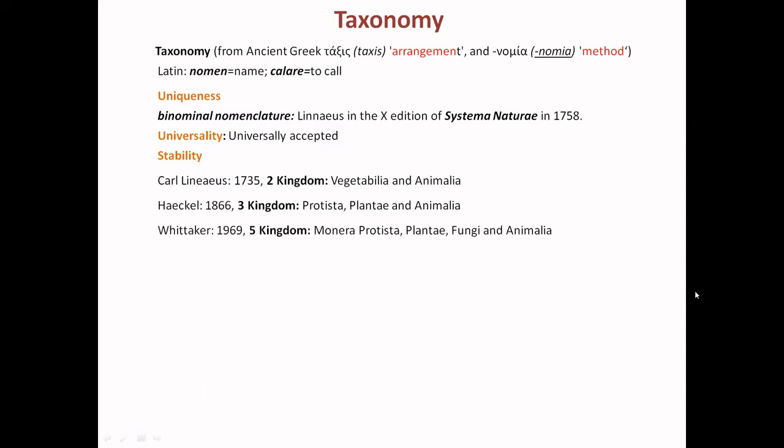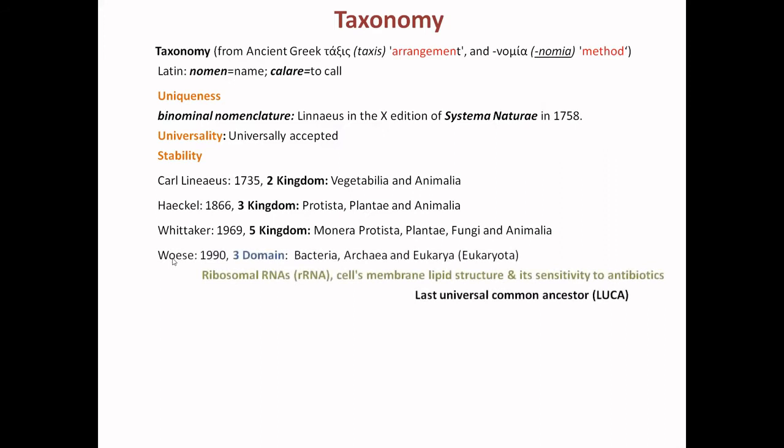Followed by Haeckel, it is Whittaker, which was the most accepted one until recent times. That was proposed in 1969 and is the five kingdom classification, where the Monera, the prokaryotes, are separated from the eukaryotes. Then Protista are the unicellular eukaryotes, then Plantae, Fungi, and Animalia. Then around 1990, Woese, along with some other workers, proposed a three-domain classification, and each domain is further divided into kingdoms and phyla that we will discuss.